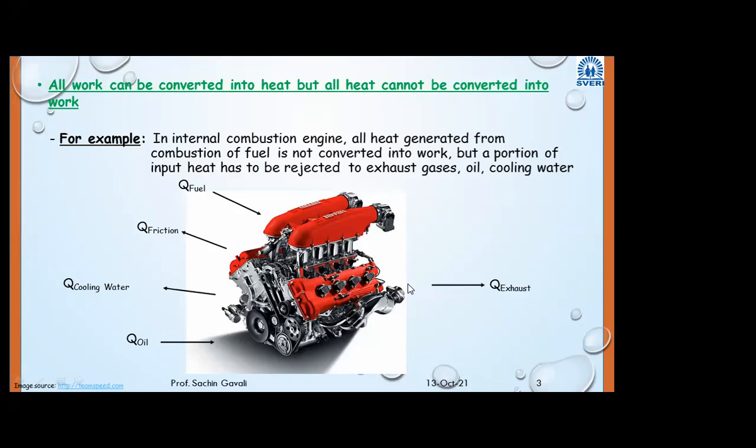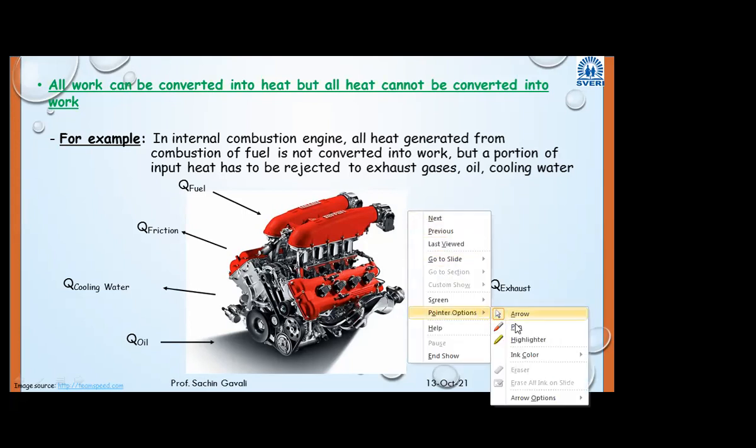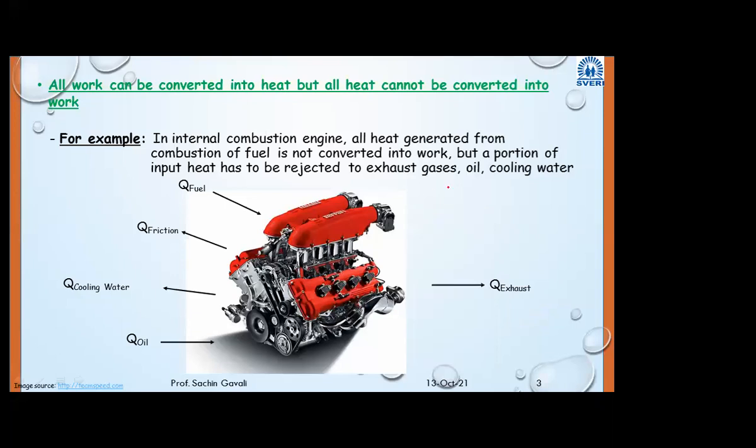Why? Because it should differentiate that pure work can be converted entirely into low grade heat, but all heat cannot be converted into work. For example, in our IC engine, the internal combustion engine subject you are now learning, the heat we supply through the fuel is not all converted into work; some part of it is lost, rejected to exhaust gases, oil, and cooling water. So all of it cannot be converted into work. If you see the diagram, afterwards I will explain what is meant by source.